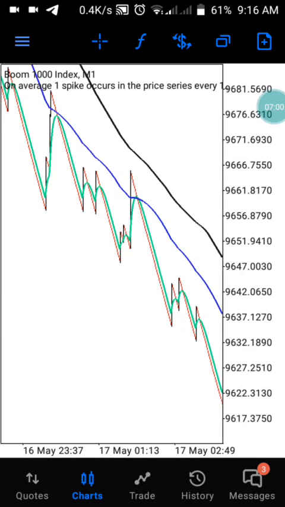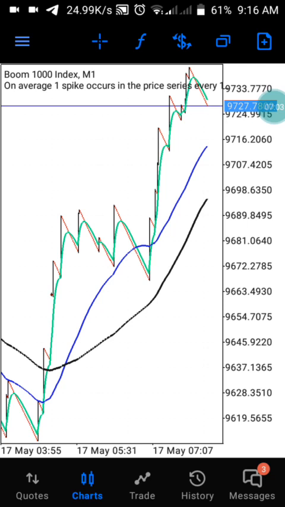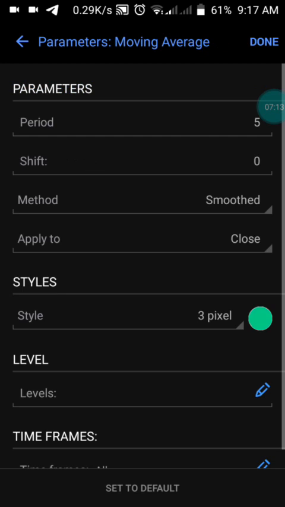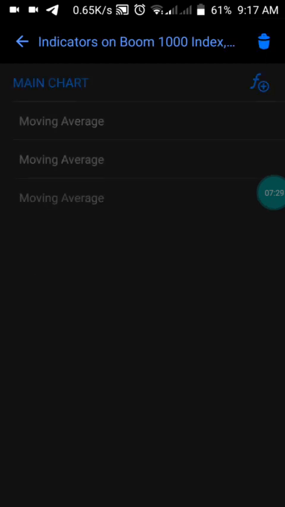So guys, let me show you the settings of this strategy, because many people have been asking me to show them this strategy. For the strategy, you only need the 3 important moving averages I told you guys. The first one is the period of 5. Sorry, it's the period of 5, not 10 again, it is 5. So I have the shift to be 0, I have the method to be smoothed, and I have apply to close. Then you press done when you choose your color.